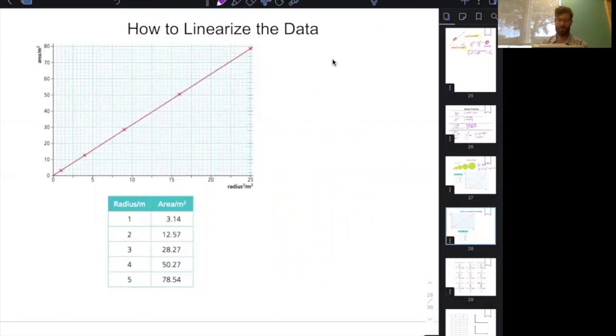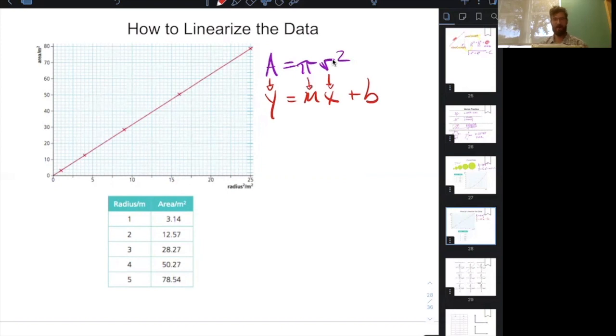The first method, ladies and gents, is taking A is equal to pi r squared, and what we want to do is somehow fix this equation. So we say y is equal to mx plus b. We know A is going to be our y value. We know r is going to be our x value. And that would leave pi as our slope. So one easy way to do this, ladies and gents, is we could say A on the y-axis versus r squared on the x-axis.